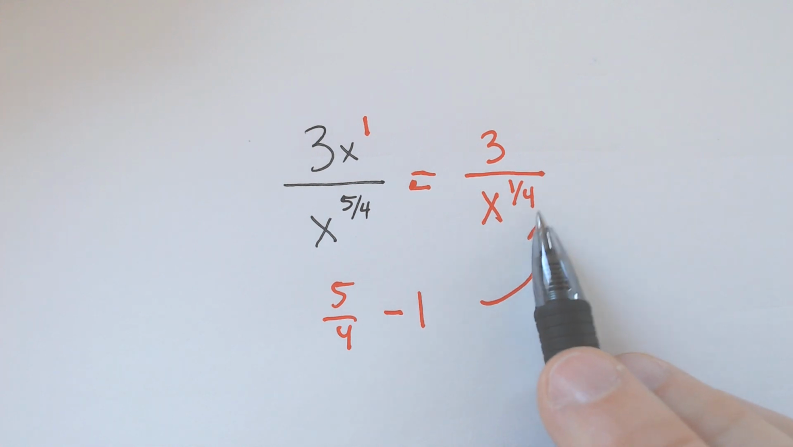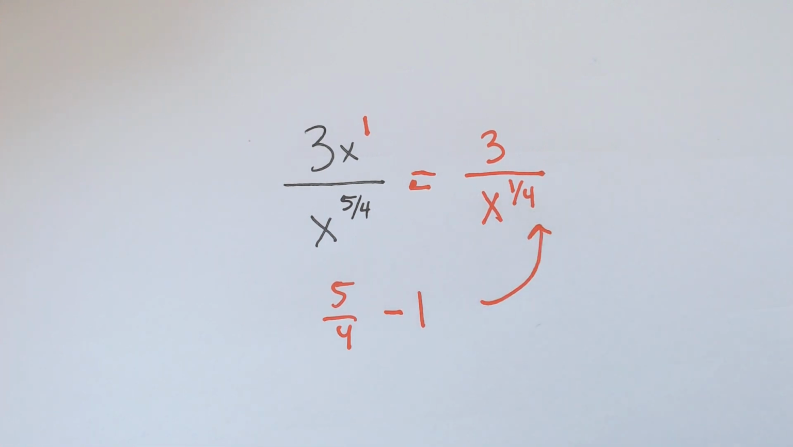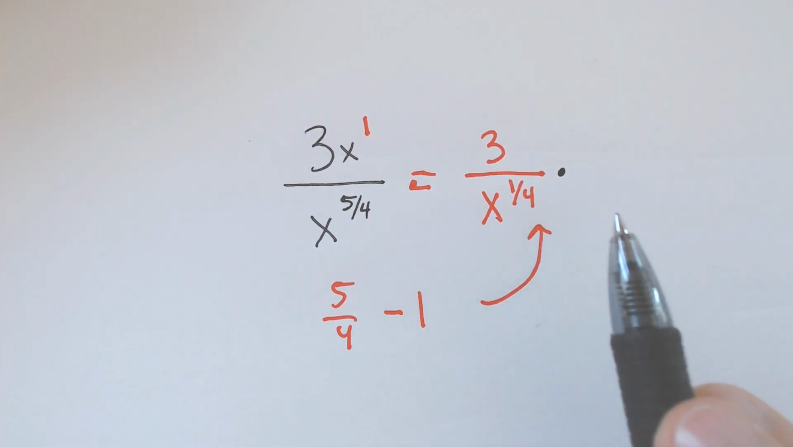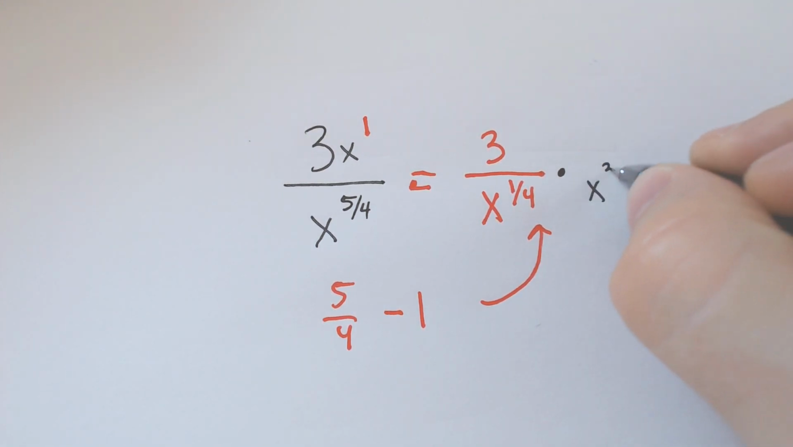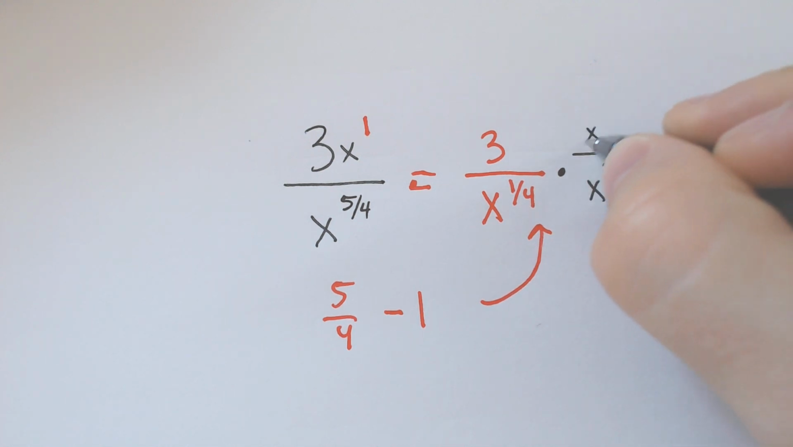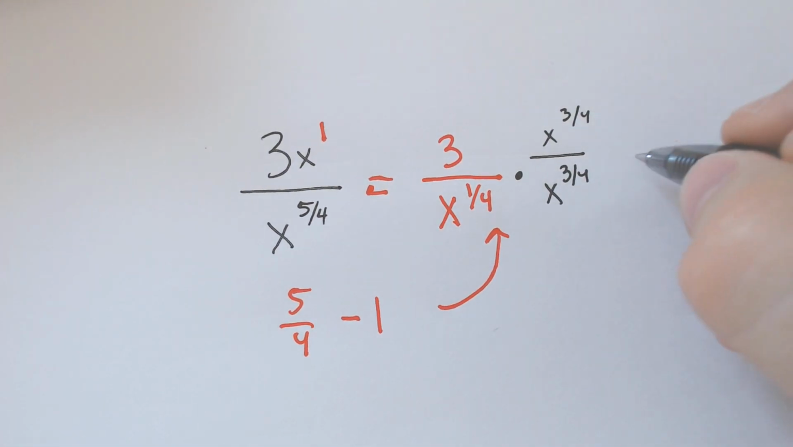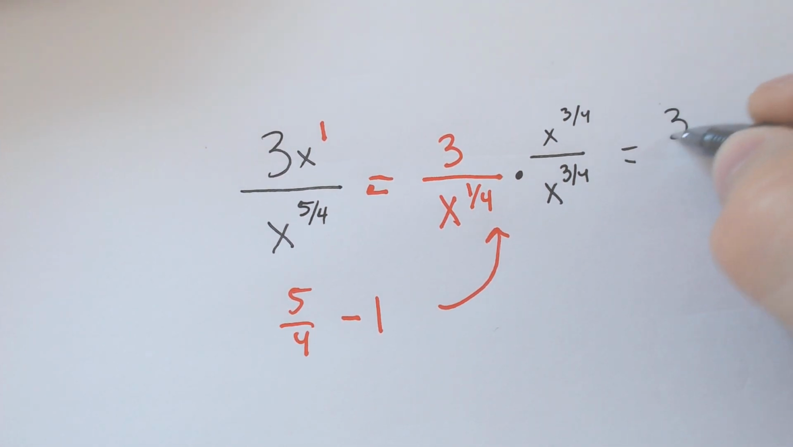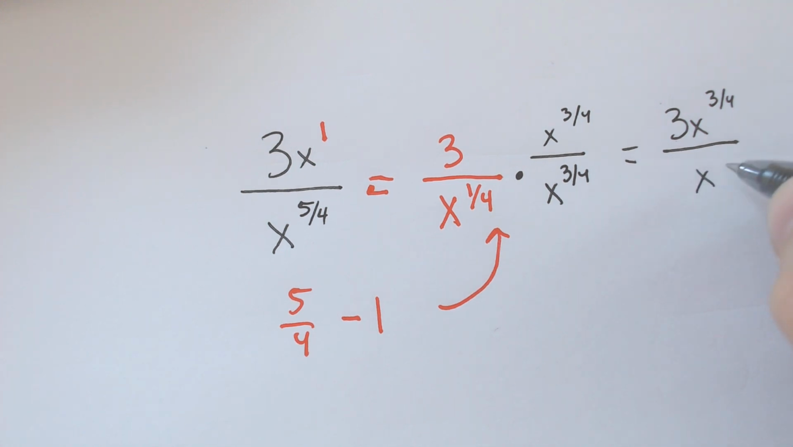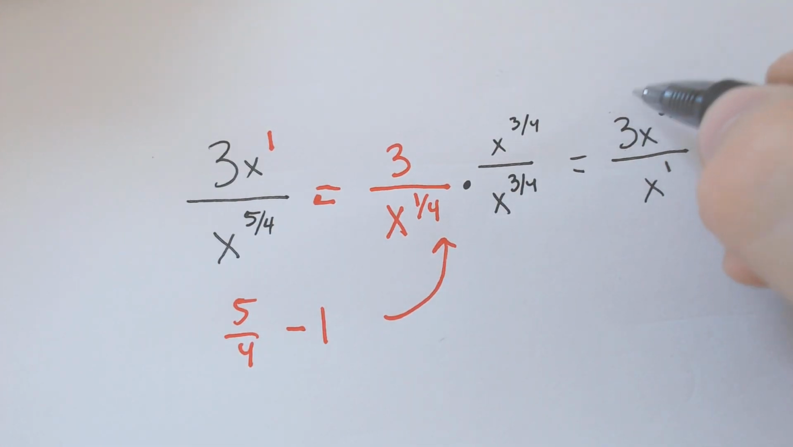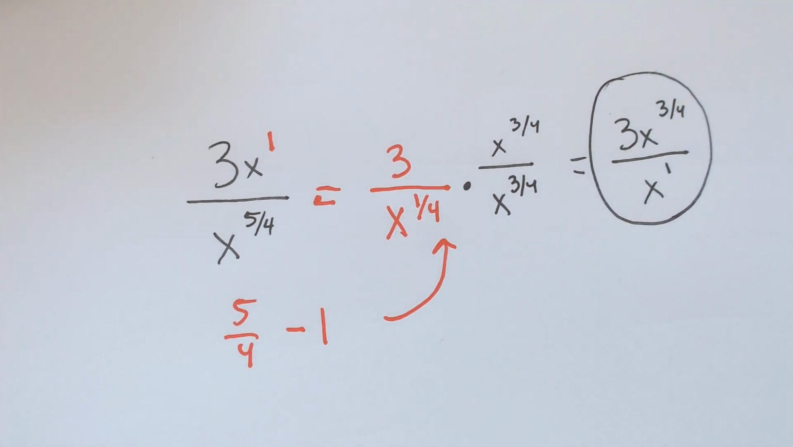Again, we can't keep a radical or a fractional exponent on the bottom of the fraction. So you have to ask yourself, if I have 1/4, how many more do I need? Well, I would need 3 more. So I would multiply by x to the 3/4 and x to the 3/4, leaving me with 3x to the 3/4 over x to the 4/4, which is x to the first power. And that would be our final answer on that one.